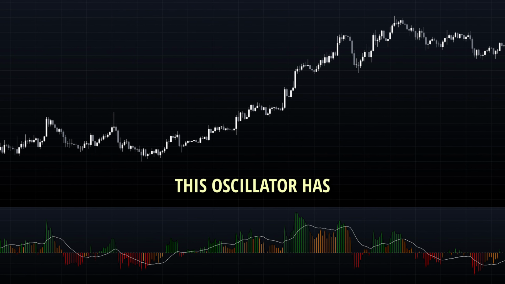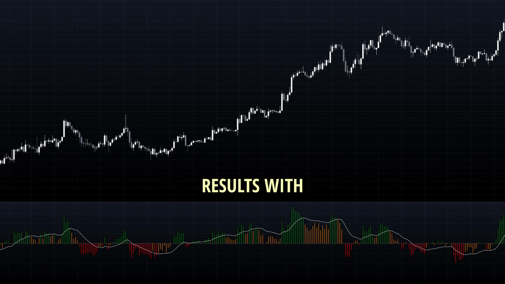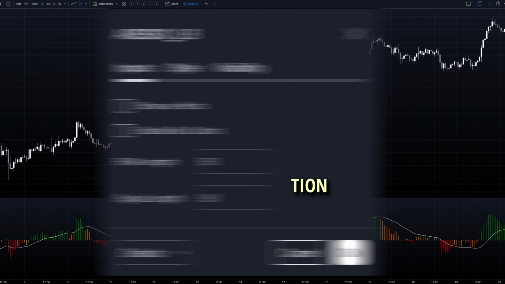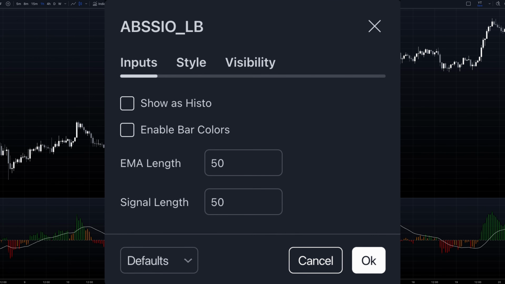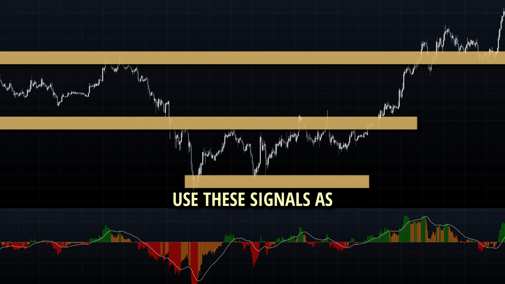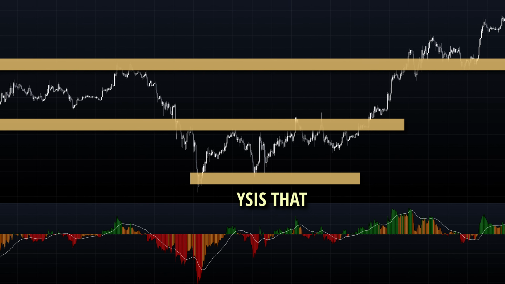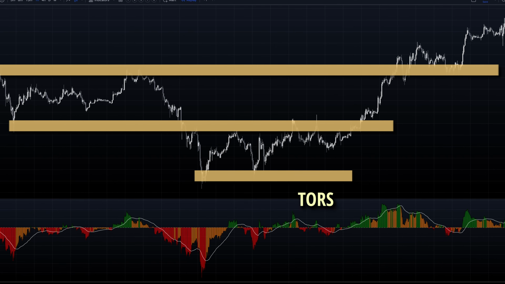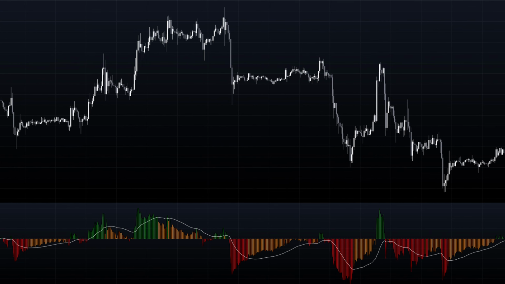Initial testing of this oscillator has shown promising results with relatively low lag signal generation. However, for today's strategy, I recommend using these particular settings. It's essential to use these signals as part of a broader analysis that includes multiple confirming factors. Let's analyze this specific trading setup.